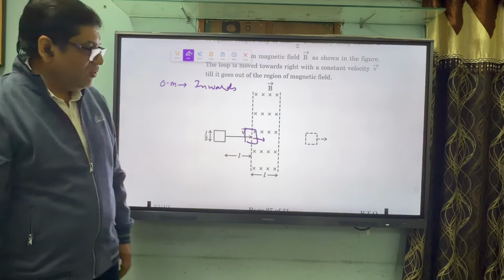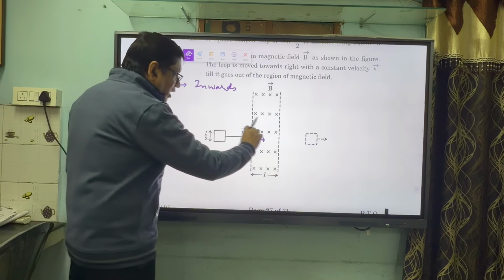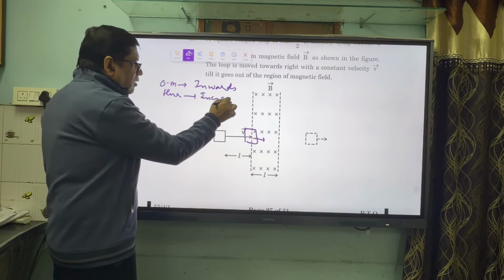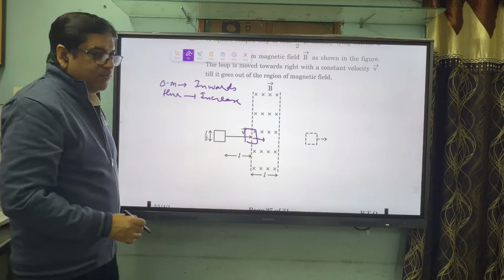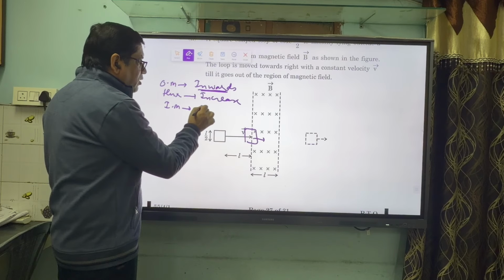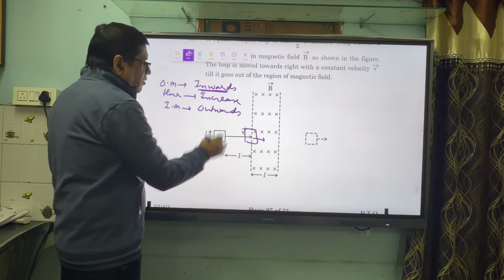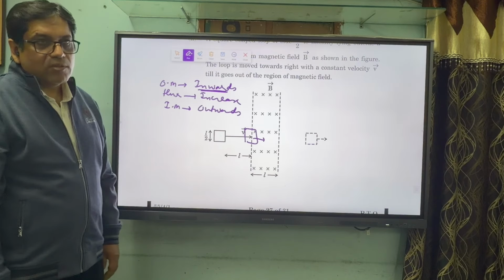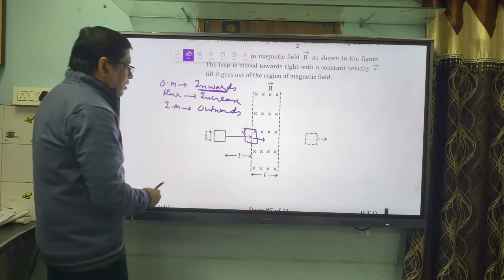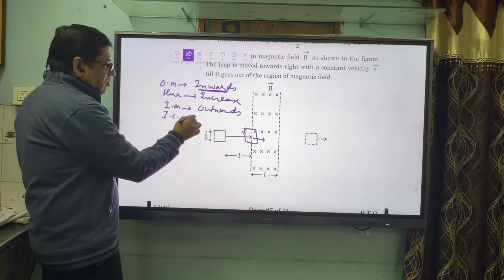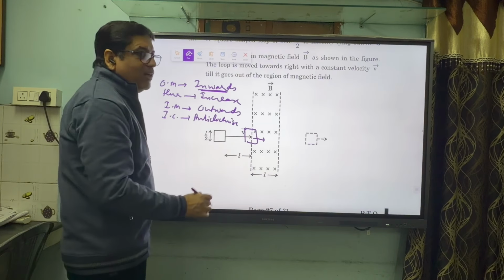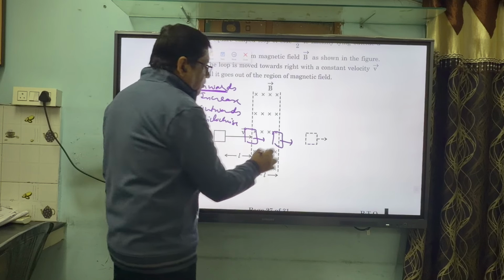पहले original magnetic field inwards है. Since the loop is coming inwards, flux in the loop is increasing. If flux is increasing, then induced magnetic field will be opposite to the original. Inwards का opposite हो जाएगा outwards. Induced magnetic field will be outwards, and to make an outward magnetic field, induced current will be anti-clockwise. So induced current will actually be anti-clockwise.